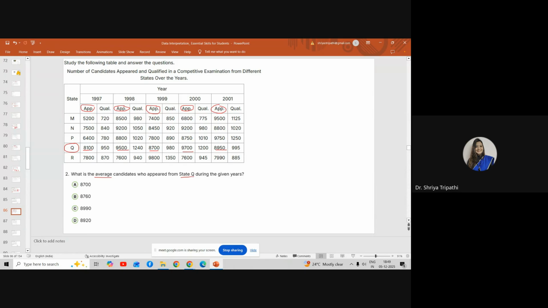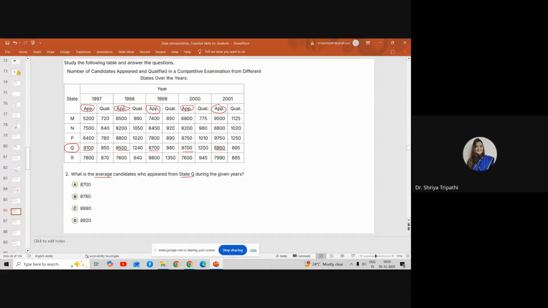Add 81, 95, 87, 97, 96.5. You can add them and divide by 5. Okay, some students are getting C as an answer. Srinidhi, good.